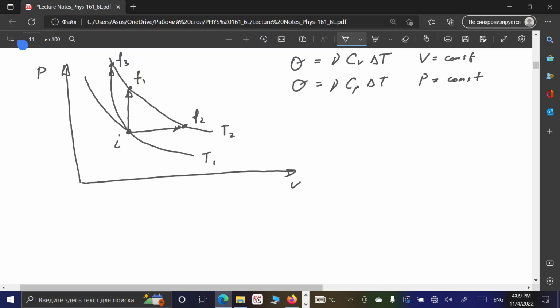So the question now will be, are these Cp and Cv the same or are they different? And if they're different, which is larger or which is smaller? So before we go for any derivation, let us turn on some logical thinking and figure out what is what.